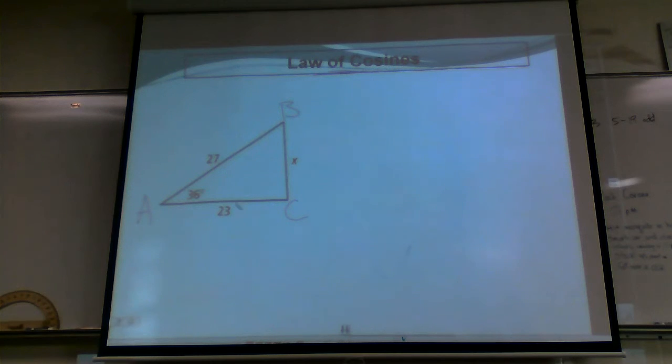So if I label these angles A, B, and C the way I did, this side right here will become little a because it's opposite angle A. B, and C. So no matter if it was a different way.